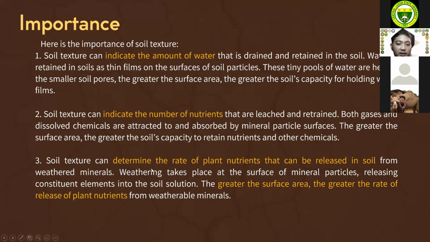Soil texture can determine the rate of plant nutrients that can be released in soil from weathering minerals. Weathering takes place at the surface of mineral particles, releasing constituent elements in the soil solution. The greater the surface area, the greater the rate of release of plant nutrients from weatherable minerals.